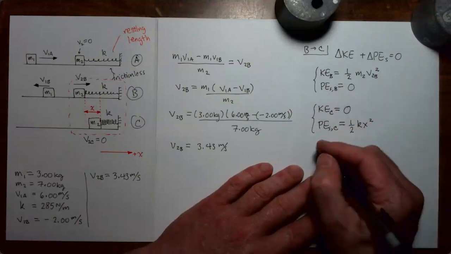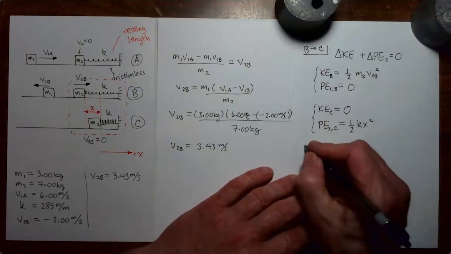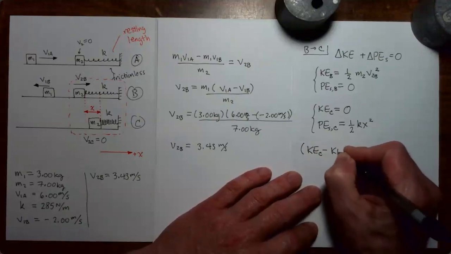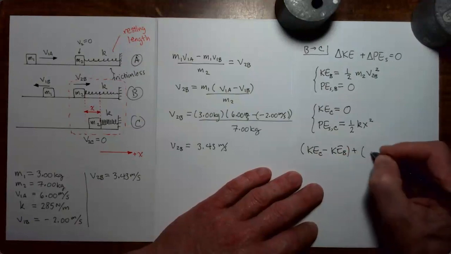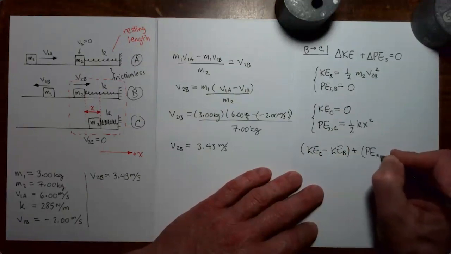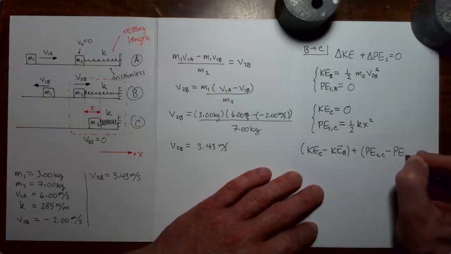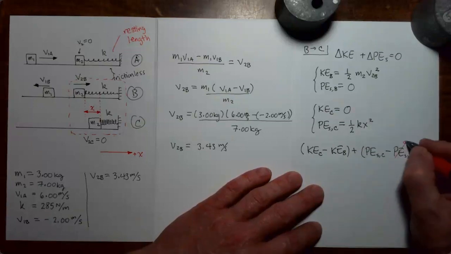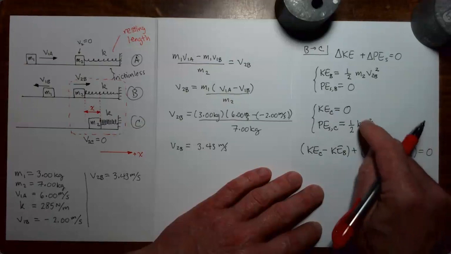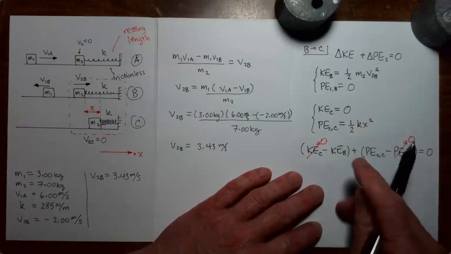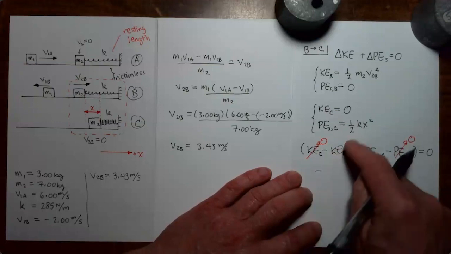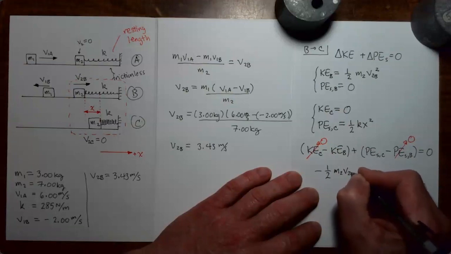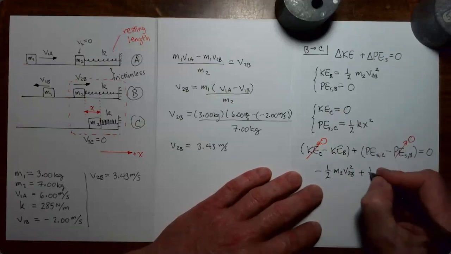Okay, now let's put that into here. We expand the deltas. Since we're going from B to C, then instead of final minus initial, we're going to have value at C minus value at B. Same for potential energy, equals 0. All right, what's 0 here? Spring potential energy in B is 0. Kinetic energy in C is 0. Then we have minus kinetic energy B plus spring potential energy in C.